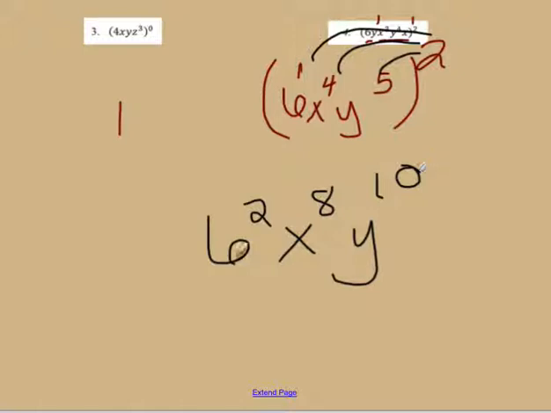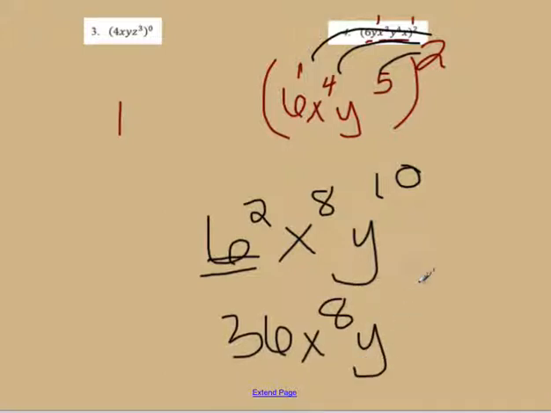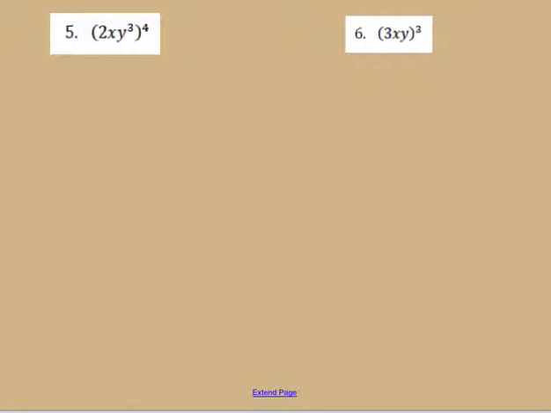So last thing I want to do to simplify is I want to figure out what 6 squared actually is. So this is something that if you have to use your calculator, go for it. But some of you might know what 6 squared is. That's 6 times 6, which is 36. And then we'll keep the letters the same. Sometimes students ask me what order the letters need to be in, and I usually say just put them in alphabetical order.